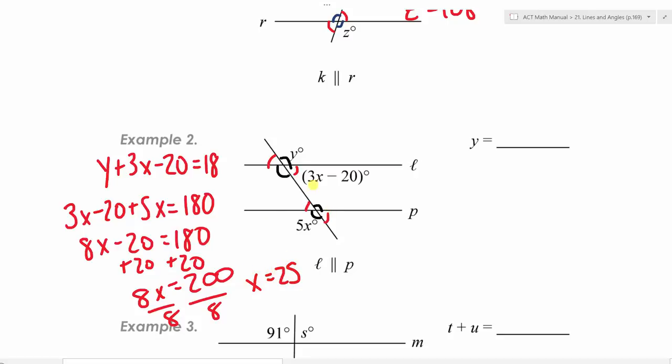Now that I have my x, I can just start filling in what these values are. This is going to be 125. This is 75 minus 20, which is 55, and then I actually didn't even need that 55 because I know that the y is a black angle and this 5x is a black angle. I know the y has to be equal to that other black angle of 125.